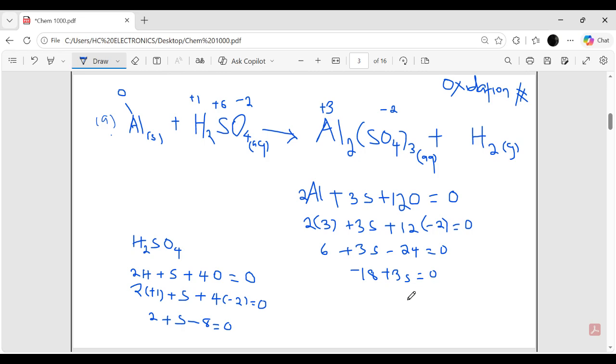And we know that the 18 will go this side. It will be 3s is equal to 18. Then after that, you divide by 3, even this side 3, then the s will be equal to positive 6. Okay, so even here the s is still positive 6. So this one is positive 6.